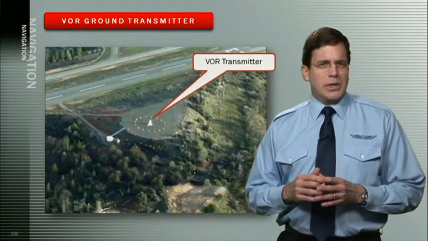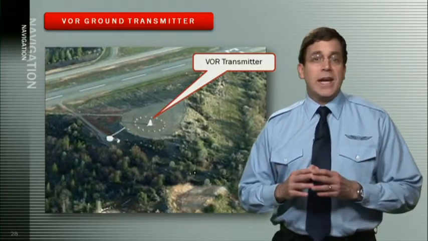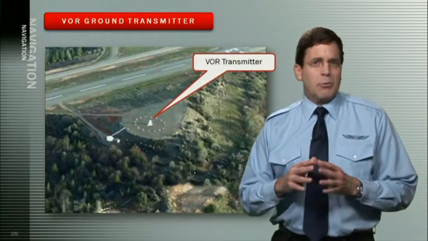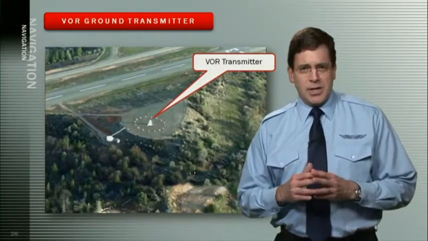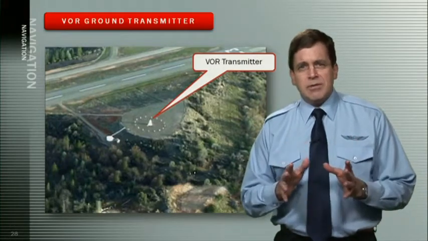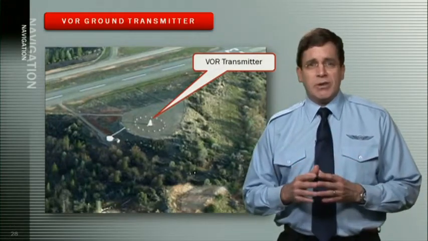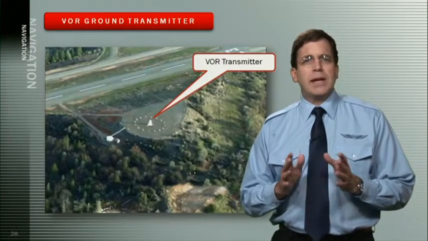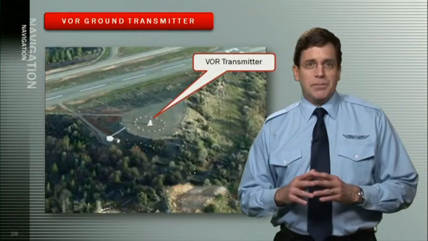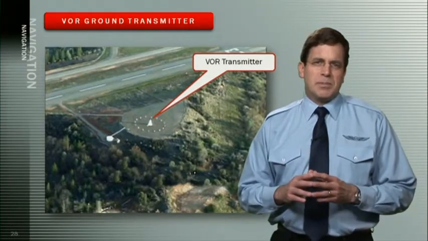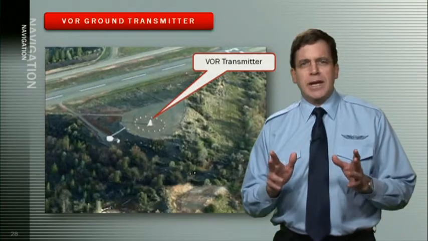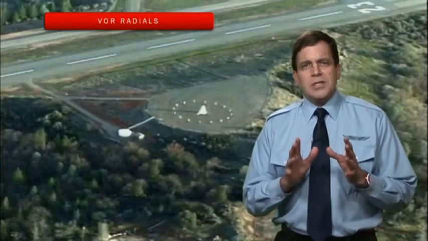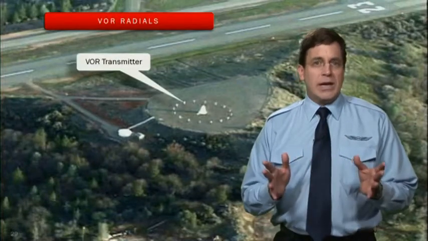The ground-based component transmits an omnidirectional VHF signal. This signal contains phase, azimuth, or radial, and identification information. This signal is then received by the aircraft's VOR receiver. The VOR receiver's audio output contains the ground-based identifier in Morse code. A separate instrument display shows the individual radial as it radiates from the ground-based transmitter. The courses oriented from the station are called radials.